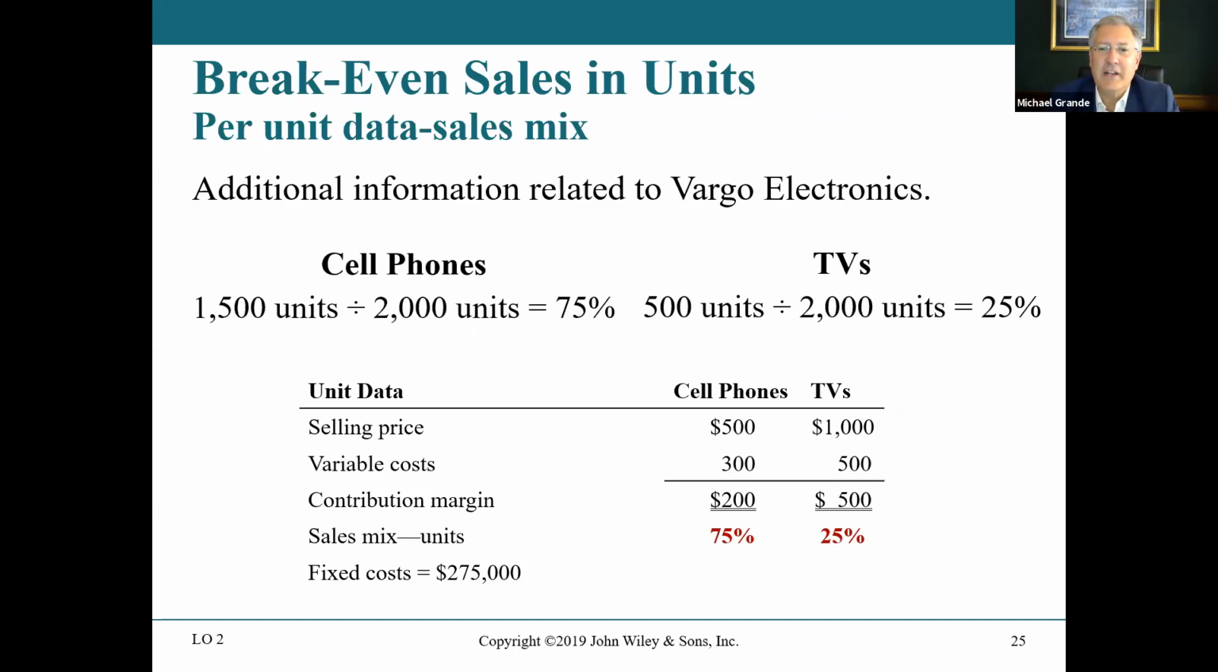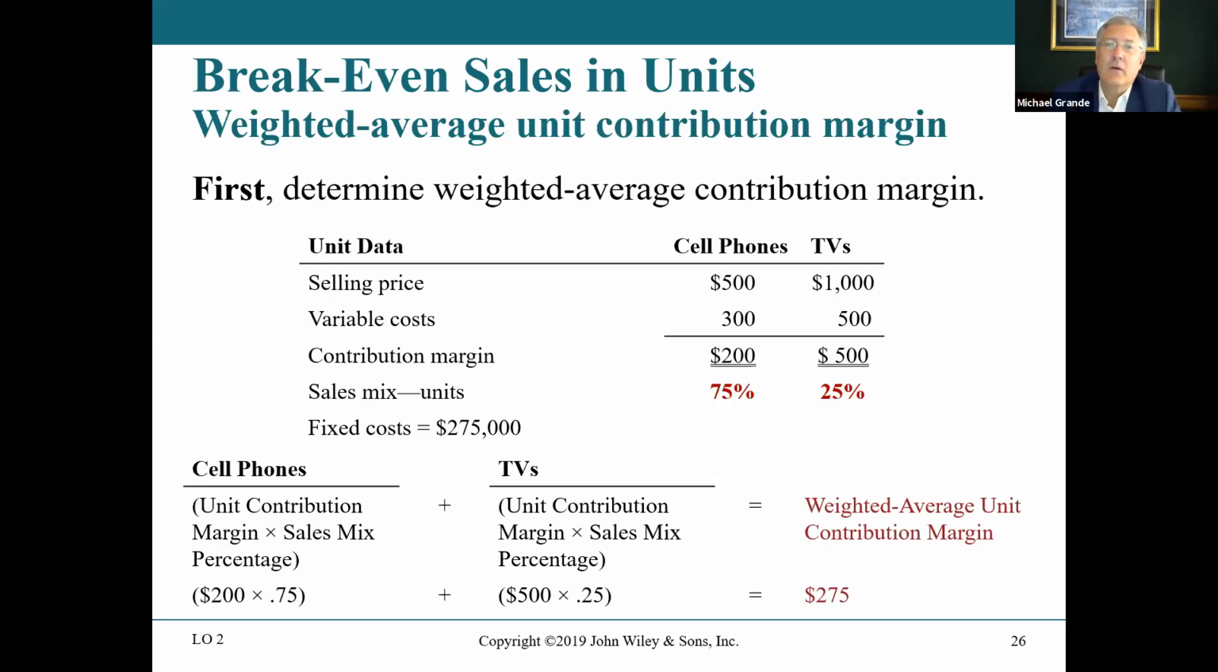Some additional information. We now have the selling price per unit and the variable cost per unit for the cell phones and the TVs. And we know the sales mix, and we know the total fixed costs. First, determine the weighted average contribution margin.